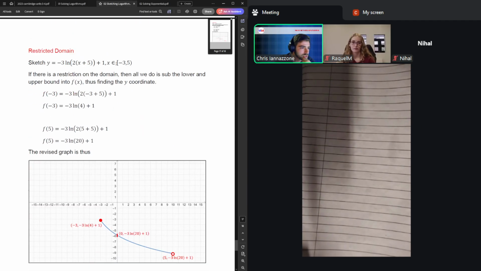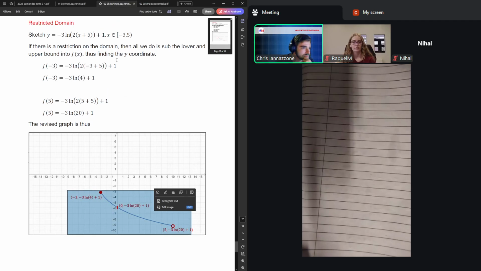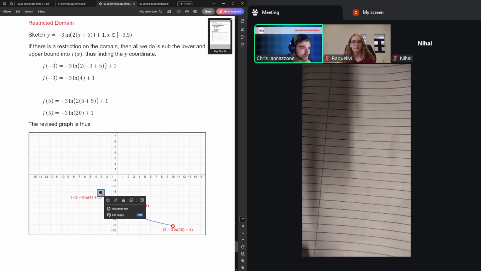And this is just if you have a domain restriction, it's just mandatory for all graphs. Again, just plug in the endpoints that you have to get the corresponding y values and label them accordingly. The closed bracket is always a dark circle, the rounded bracket is always an open circle.